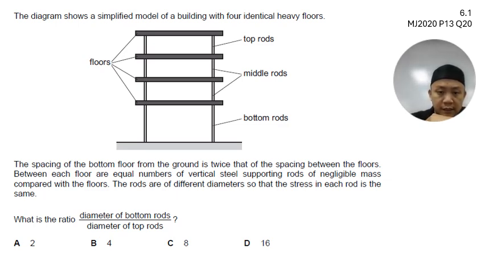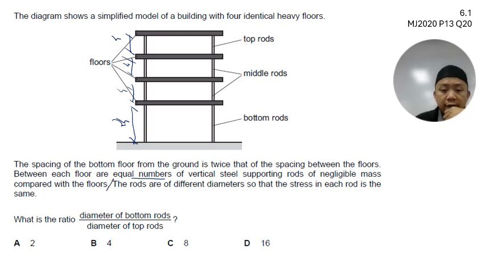If we label the spacing between each floor as h, and this is h, and this is h, therefore the spacing at the bottom rods will be 2h, which is double the height. The number of rods between each floor is not mentioned, so let's just assume it to be 2 vertical steel supporting rods of negligible mass compared with the floors.